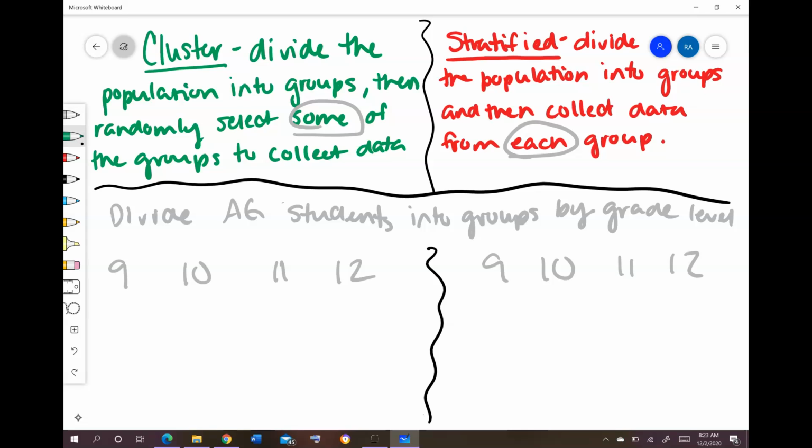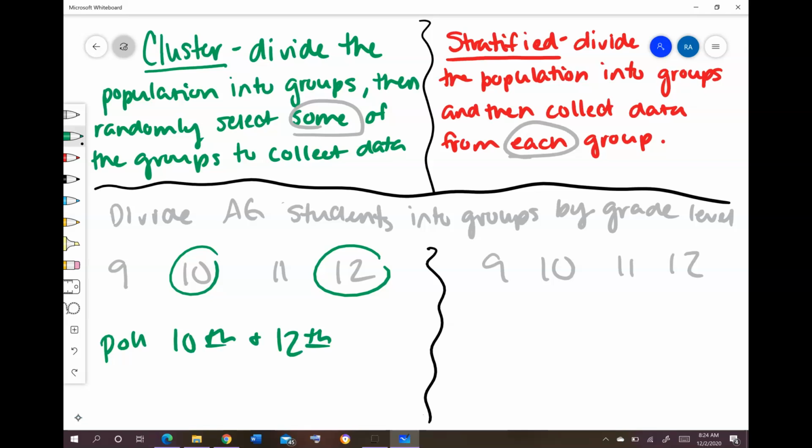Now cluster is going to take some of the groups. So it's going to say, all right, I want to poll the 10th graders and the 12th graders, and that's all I'm going to poll. I'm not going to worry about 9th and 11th. Maybe I'll get 9th and 11th, or I'll get 10th and 12th.